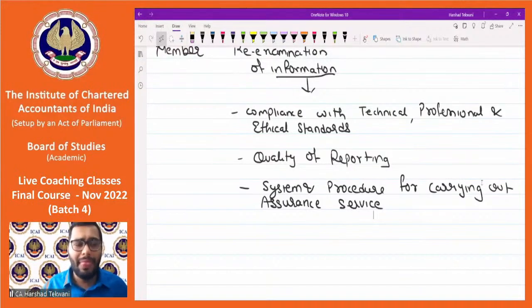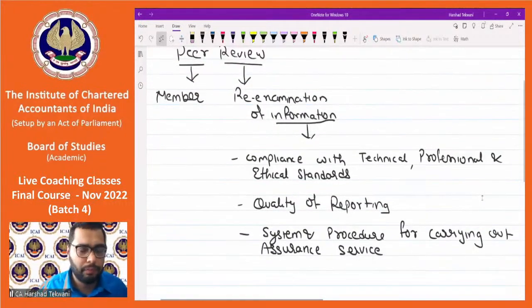Then after understanding the scope, I'll gather information, and I'll plan for the engagement. So there are systems and procedures which I will follow to provide that assurance service. That particular system and procedure will be covered in re-examination of the information in peer review. I hope I'm clear.